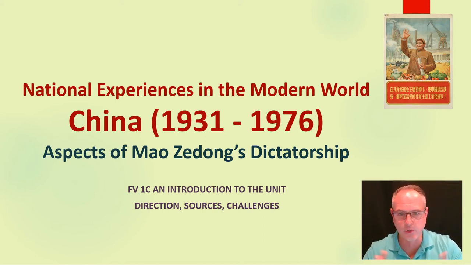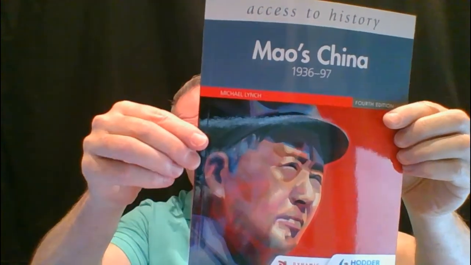Then what I'm going to do is I'll take over the whole screen and I'll hold some books up for you. And I don't have all of them, but it will be a starting point for you. Okay, so here we go. Let's talk about some of the more general texts. I'm a little bit partial to this book by Michael Lynch, Mao's China. I'll try and position it for you. I'll put it in front of my face for a moment. There we go, Mao's China.